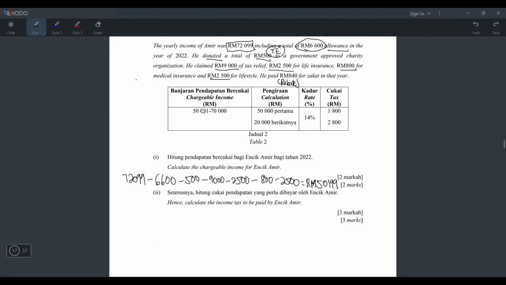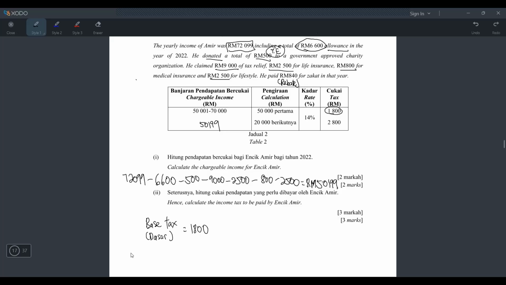So 50199 belongs to this bracket. So 50199, we have to look at this. 50,000 pertama, 50,000 pertama is 1,800. That's the cukai dasar. So what is your base tax? Base tax means cukai dasar. So what is your cukai dasar? It will be RM 1800.